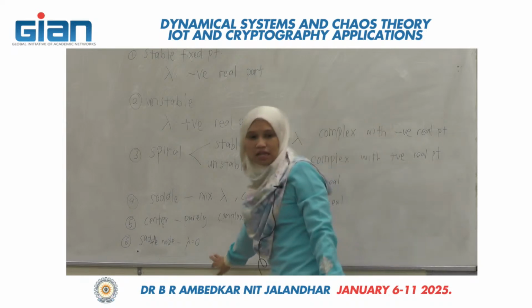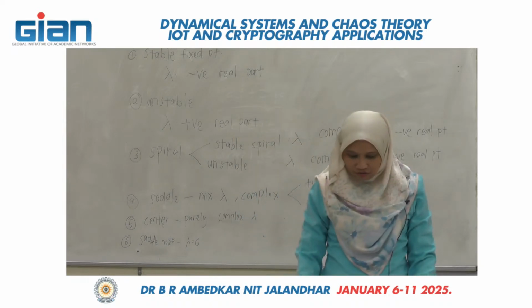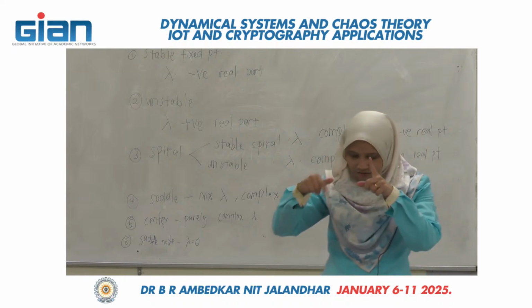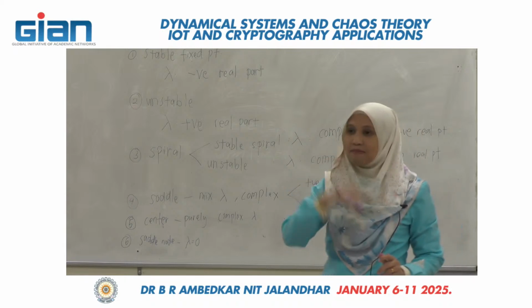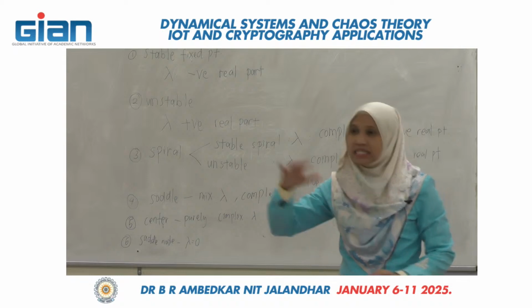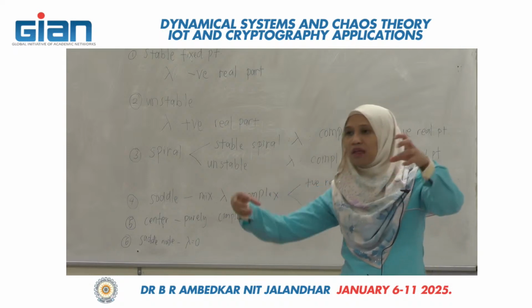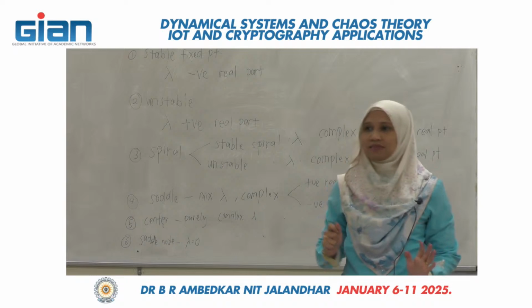Saddle node. Okay, so the behavior of the zero eigenvalues indicates a marginally stable or unstable direction. So it can be both a stable and an unstable direction.